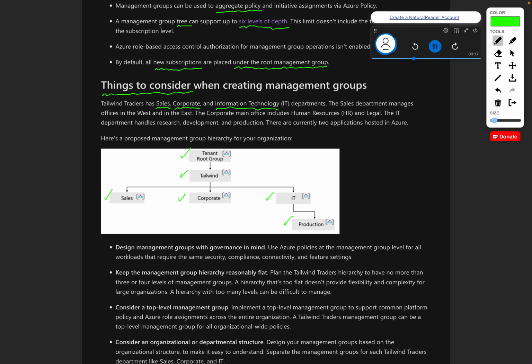Design management groups with governance in mind. Use Azure policies at the management group level for all workloads that require the same security, compliance, connectivity, and feature settings. So management groups are key points in designing the governance. Therefore, it says design management groups with governance in mind.